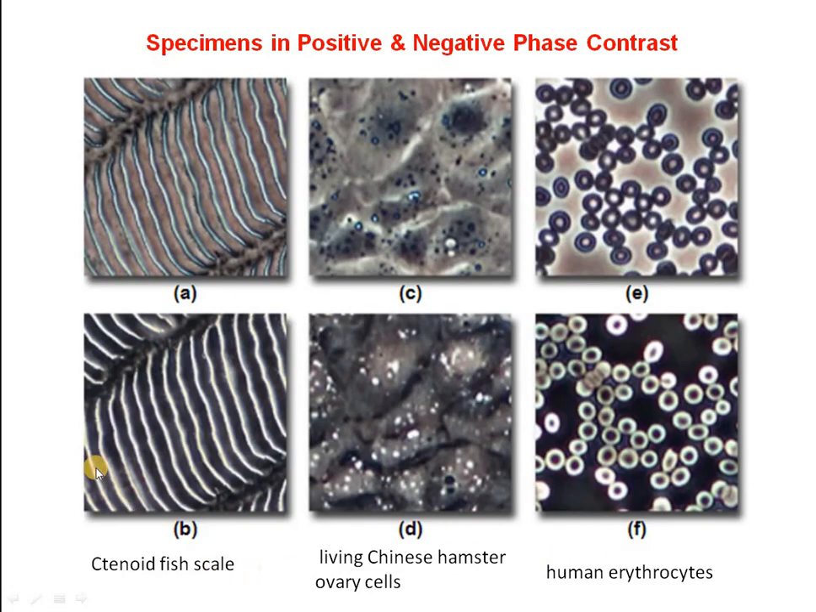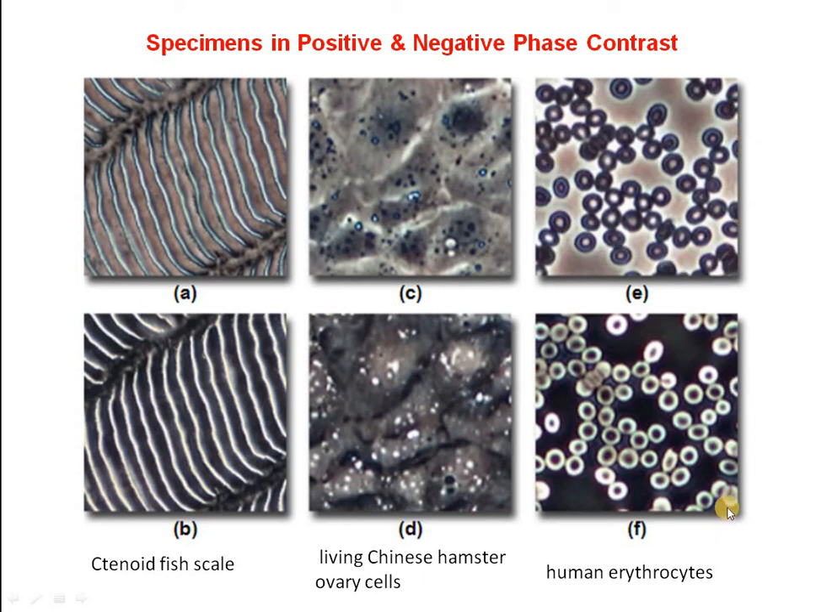So this slide shows the images created by the different types of phase plates. If it is a positive phase plate, the image is created like this. If it is a negative phase plate, the image is created like this. You can find here the phase contrast image of the human erythrocyte. When positive phase plates are used, the image looks like this.